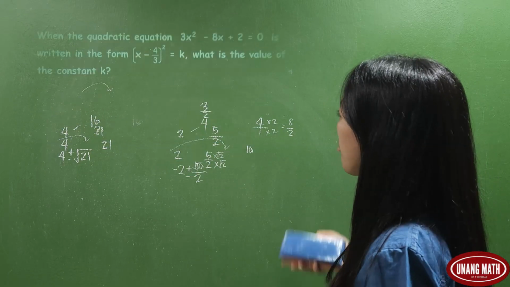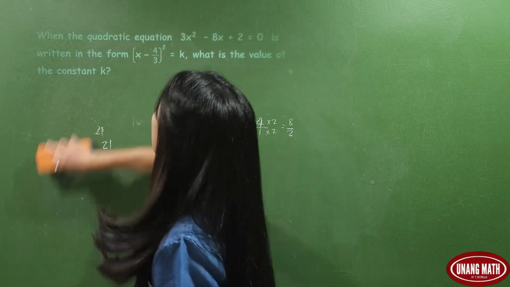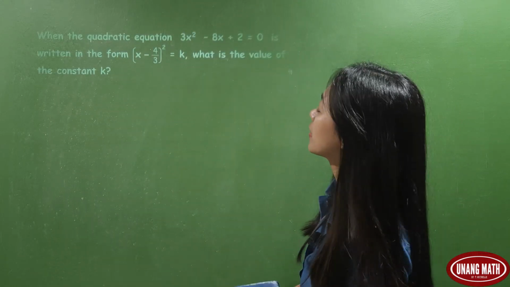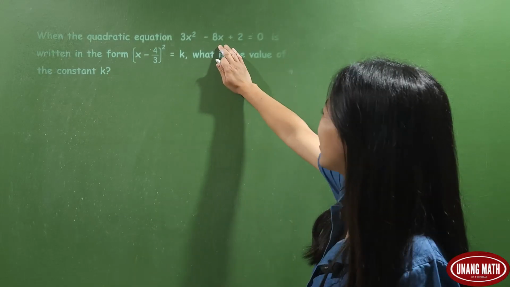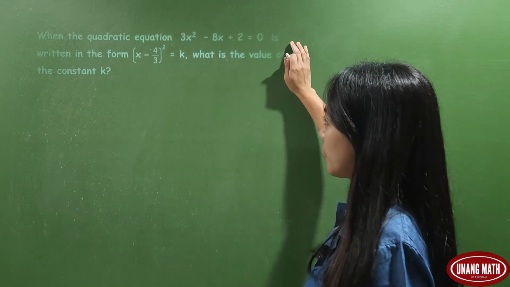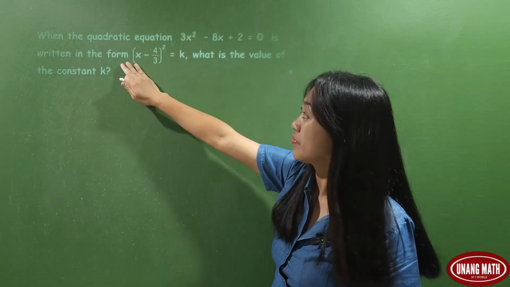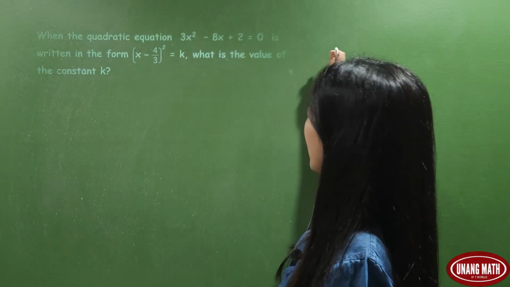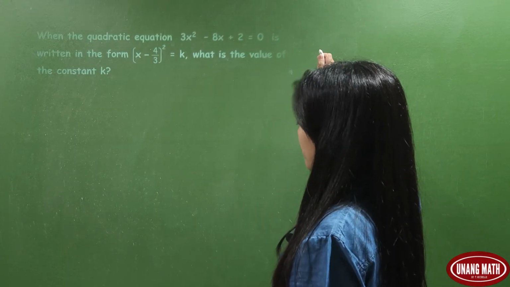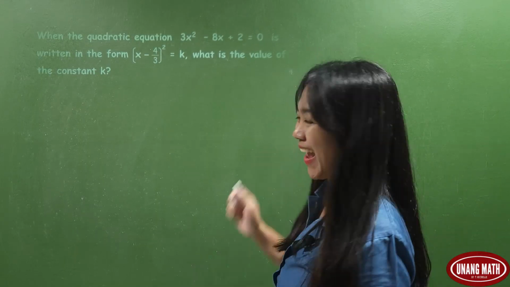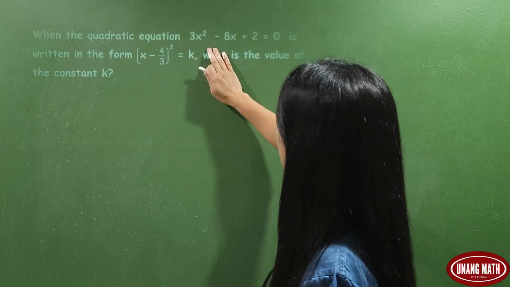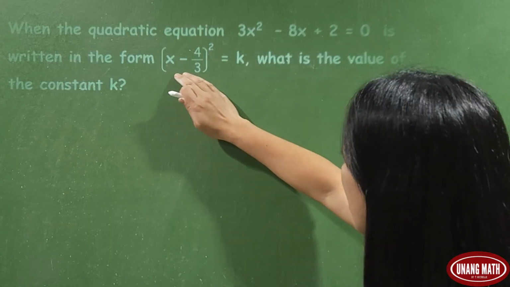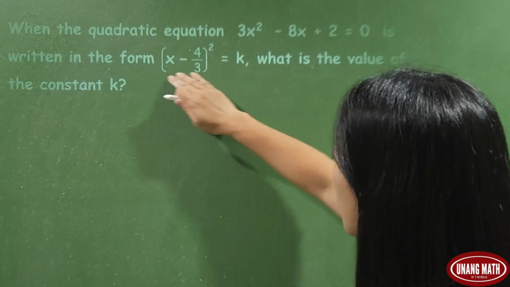Okay, now let's answer these simple questions. When the quadratic equation 3x squared minus 8x plus 2 equals 0 is written in the form (x minus 4 over 3) squared is equal to k, what is the value of the constant k? Okay, as mentioned here, this is our quadratic equation and it's written in this form.